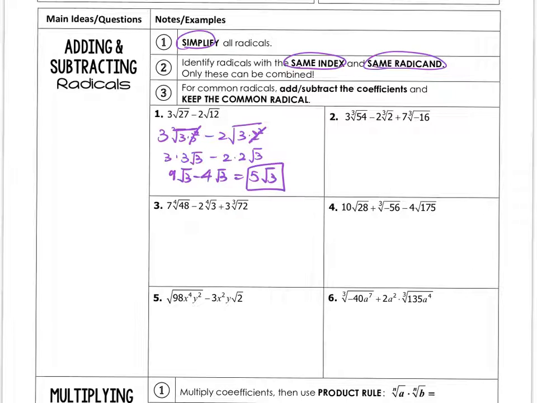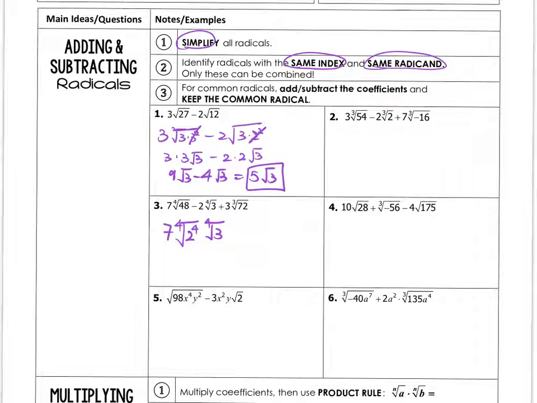Okay, another example, number 3: 7 fourth root of 48 minus 2 fourth root of 3 plus 3 cube root of 72. My God, it's like a tongue twister. So let's try it. I know that there is a 16 in there. 16 is 2 raised to the 4th power. And let me rewrite that. Sorry, guys. So let me write that. That's a 4th root. And 2 raised to the 4th power, that's 16. What I have left is a 3 in there.